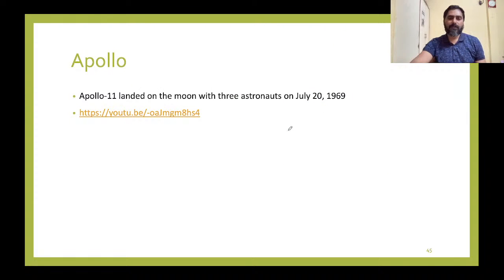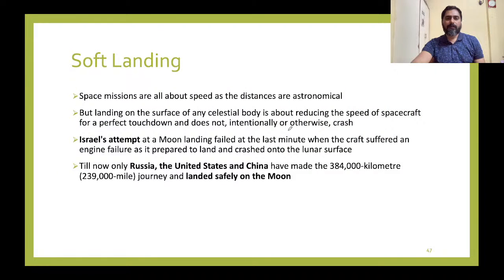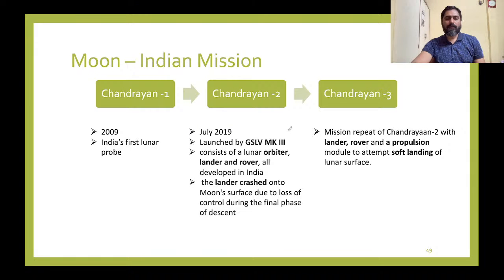Now the Indian missions to the moon. The first Indian mission was Chandrayaan 1. It was an orbiter type of mission, and the most significant finding of Chandrayaan 1 was that we found water on the surface of the moon.